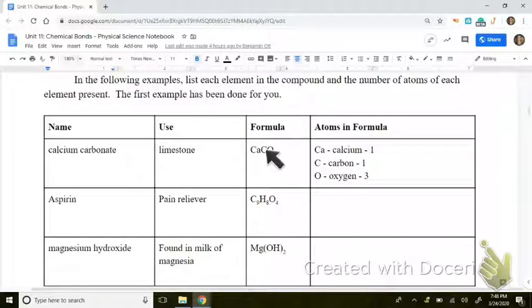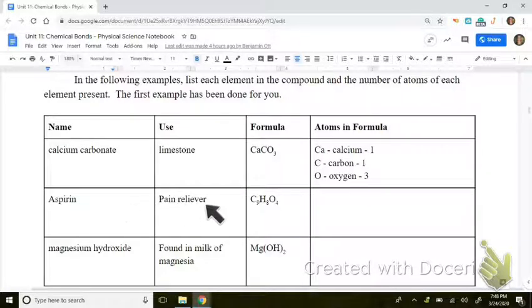This is a C, this is carbon. So we're going to say there's one carbon atom. You're going to write the element, spell out the element name, and tell me how many there are. And then lastly, that O stands for oxygen, and there's a subscript 3 there, so there's 3 oxygen. Notice there's no parentheses here, so that 3 is only applying to the oxygen right there, not to the carbon as well.